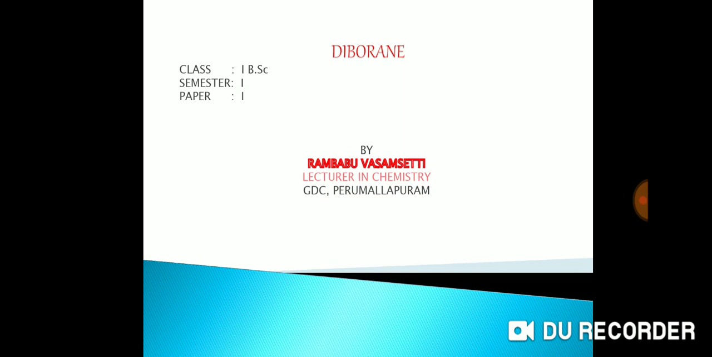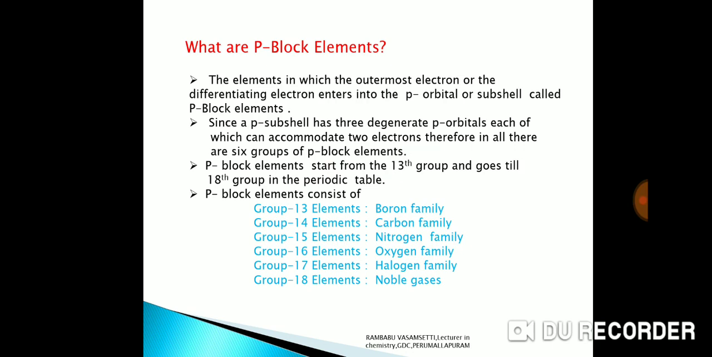So today we are discussing the diborane, its structure, preparations and some of its properties. Before discussing diborane, first of all we can discuss what the p block elements are and what the different groups present in the p block elements are. First, what are the p block elements? They are the elements in which the outermost electron, or the differentiating electron, that is the last entering electron, enters into the p orbital. Such elements are called the p block elements.